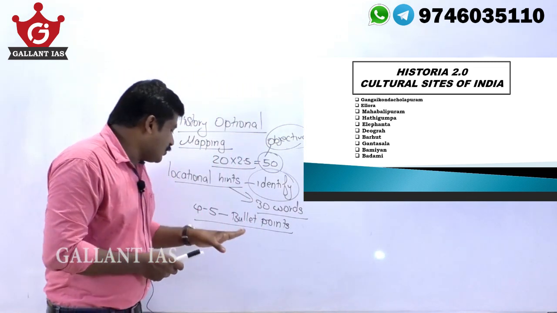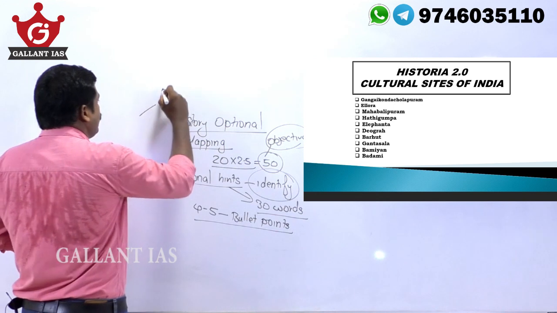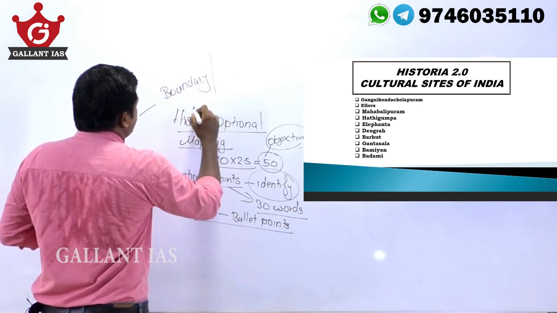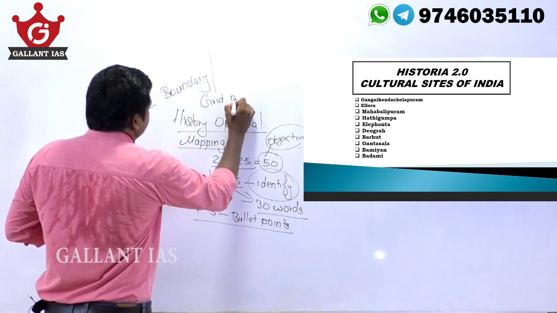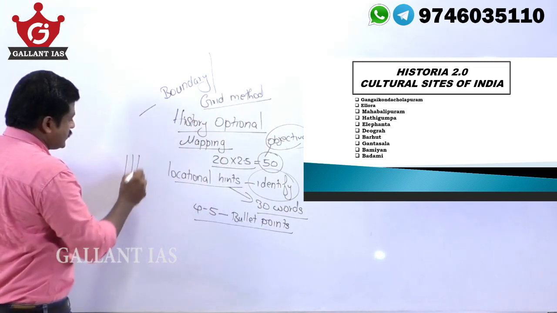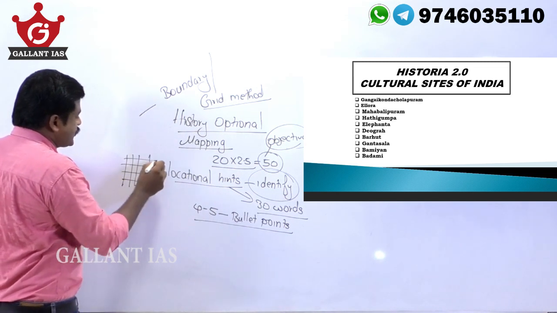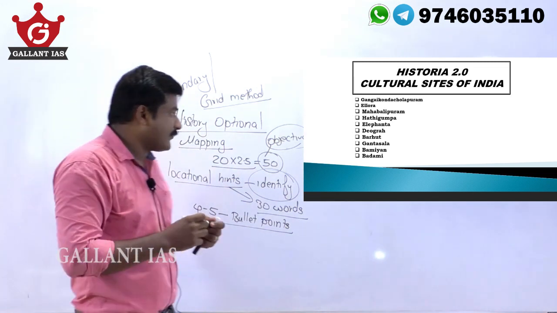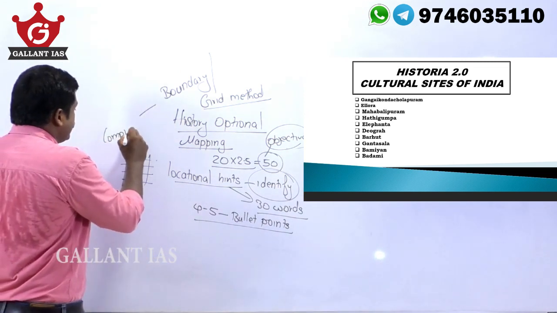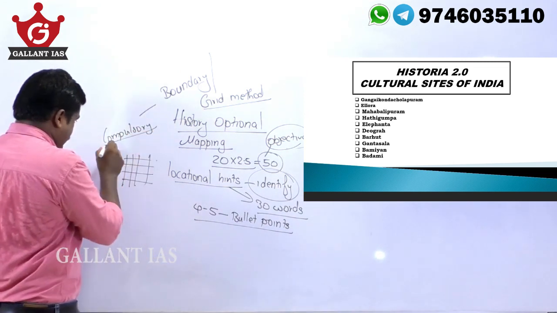Okay, and also here I would say either you can follow the boundary method or you can follow the grid method to identify the site. Either the boundary method or the grid method you can follow to identify the site. And this is a compulsory question also, and one of the easier parts of your history optional.